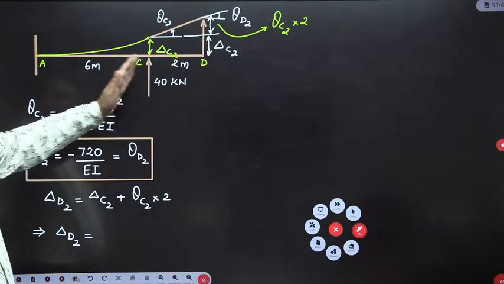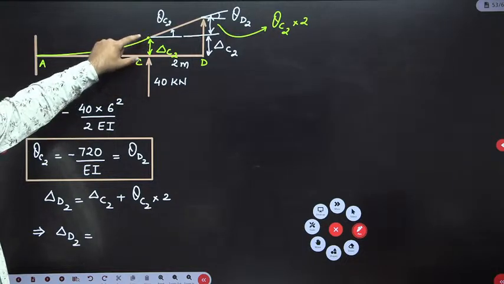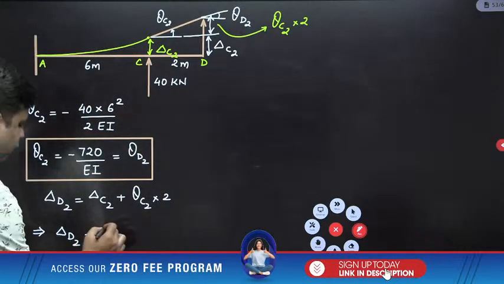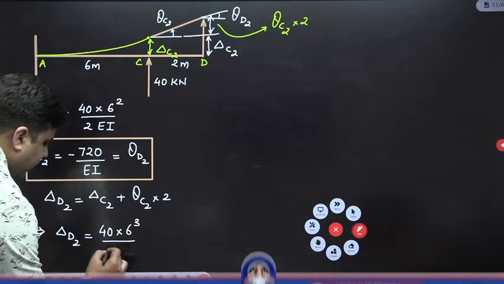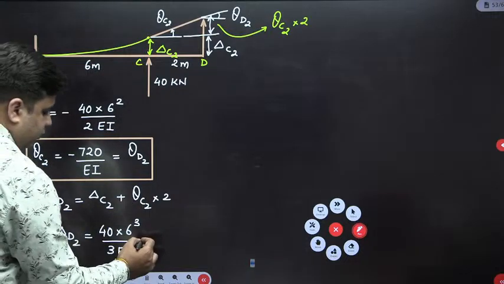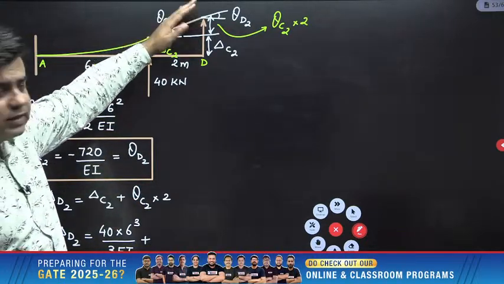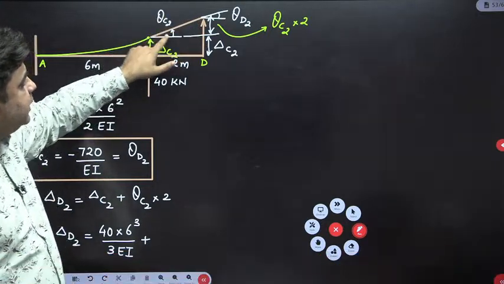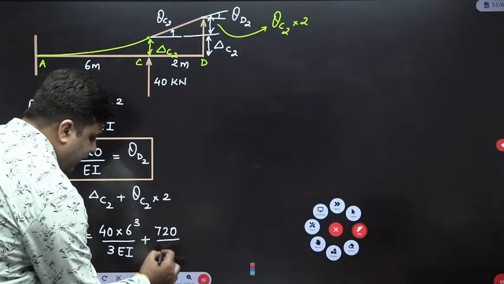You have to just consider this AC as a cantilever beam and use the standard results. So due to point load, this deflection is WL cube upon 3EI. So W is 40, L cube is 6 cube upon 3EI. This is delta C2. Now theta C2, you have to only use the magnitude because you have already considered the direction, right? Don't confuse yourself. You have to only consider the magnitude of this theta C2, which is 720 upon EI. So 720 upon EI into 2.